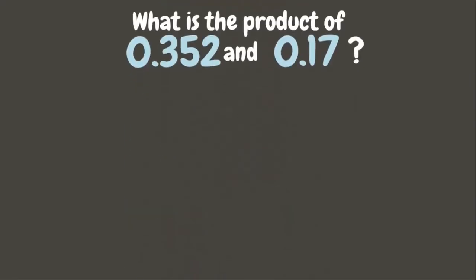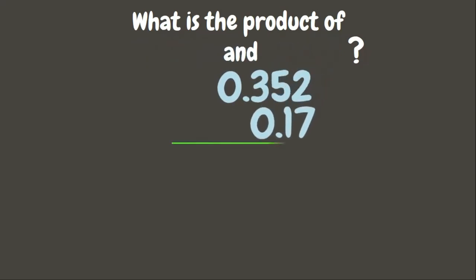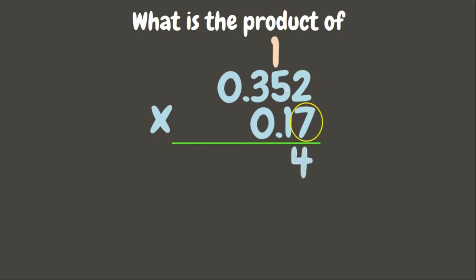Let's have another example. What is the product of 352 thousandths and 17 hundredths? When we are looking for the product, it means we need to multiply. 7 times 2 is 14. Write 4, carry 1 to the next place value. 7 times 5 is 35. Plus 1 is 36. Write 6, carry 3 to the next place value.